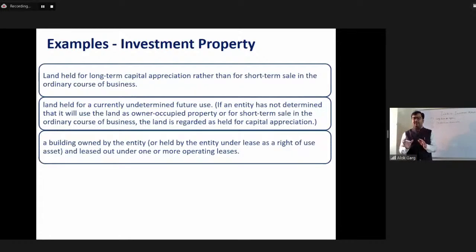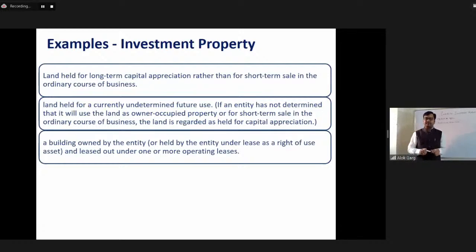For the time being, just write down that under Ind AS 116 Leases, the concept of operating lease and finance lease is there from the lessor perspective, from the landlord perspective. But from the tenant perspective, from the lessee perspective, the concept of operating lease and finance lease is not there. Okay, just write down this concept. You will have a detailed discussion on this while discussing Ind AS 116 Leases.